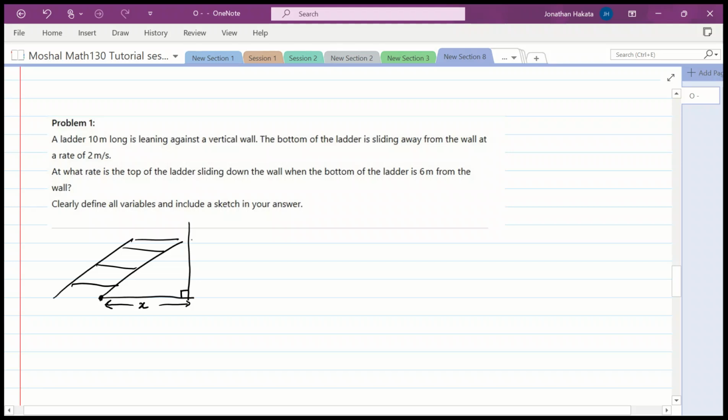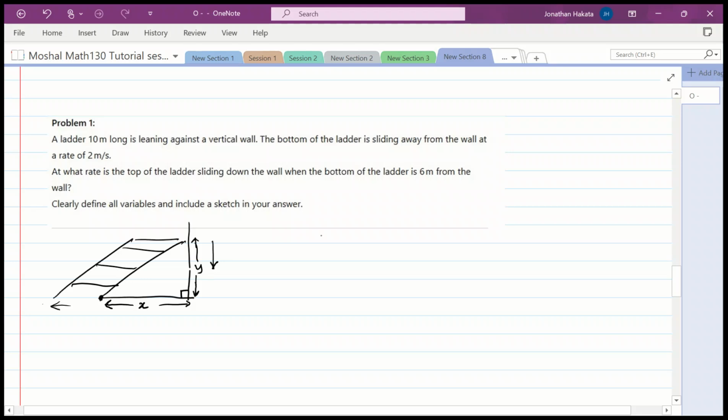Meters. And then let's say the vertical height of the point where the ladder is touching the wall, let's just call it y. Let's be consistent. If the ladder is sliding away like that, you can see that x will be increasing, so dx/dt will be positive, but the y values will be decreasing, so dy/dt will be negative because it's being reduced in value.